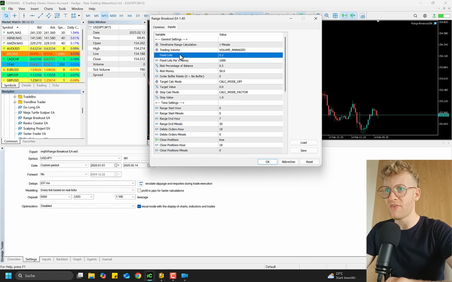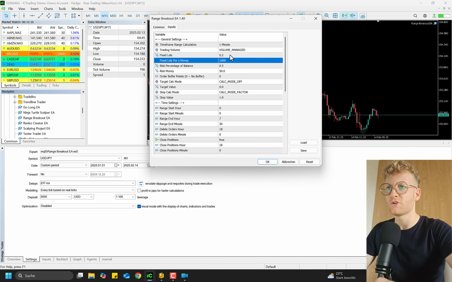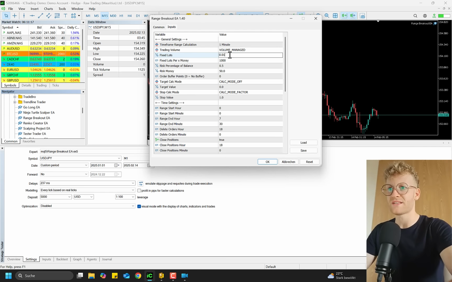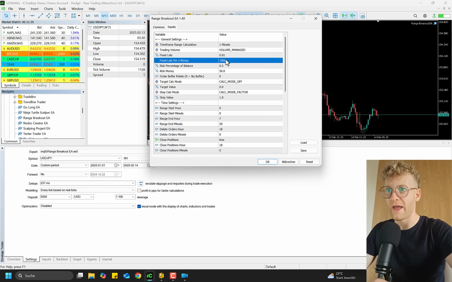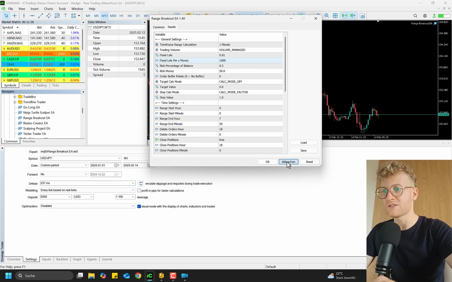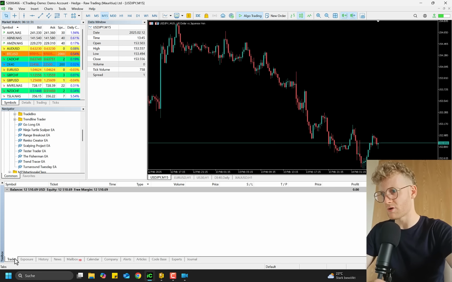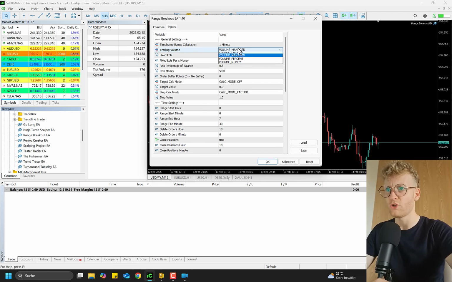Here we need these two inputs. So what we do is we say we trade the fixed lots, but for every, in this case, 1,000 euro or US dollar, whatever your account currency is in your account. So let's have a look at my demo account here. I have 12,500 US dollar. So if I use this volume managed lot calculation, then it would trade 0.01 lots for every 1,000 euro in my account.